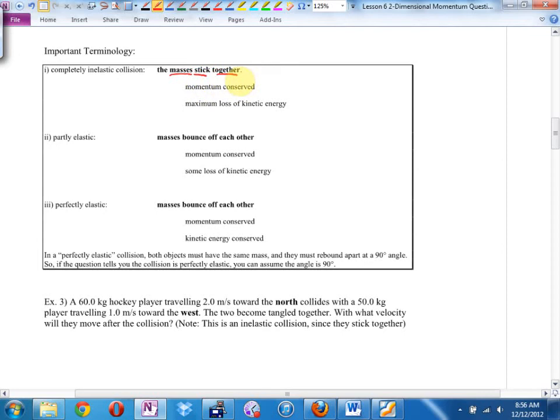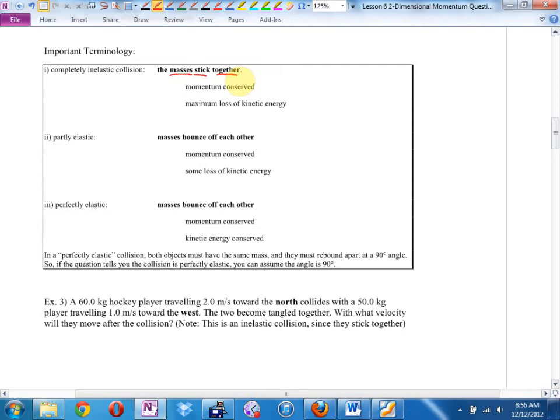A football tackle would be an inelastic collision if you wrap the guy up and hang on to him. A hockey body check would not be. Most car accidents aren't. Most times the wreckage doesn't stick together, although some of them are.